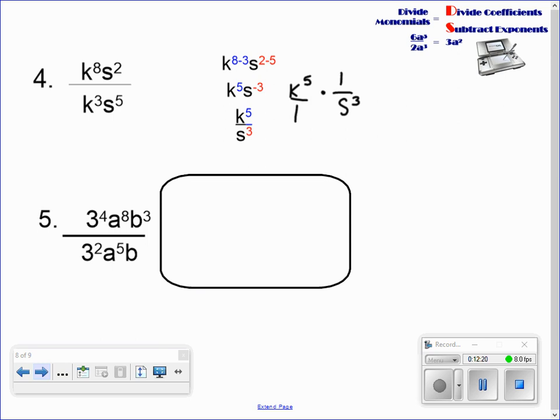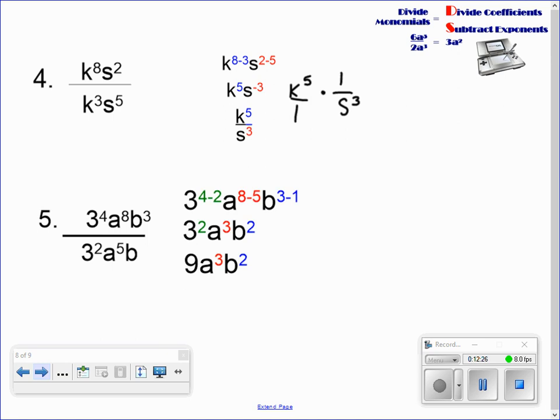We look at the number 5. Okay. 3 to the 4th power divided by 3 to the 2nd power becomes 3 to the 2nd power, which is just 9. A to the 8th divided by a to the 5th, that's 8 minus 5, which is 3, a cubed. And b to the 3rd minus b to the 1st power, that's 3 minus 1, which is 2, b squared, and so you end up with b squared.